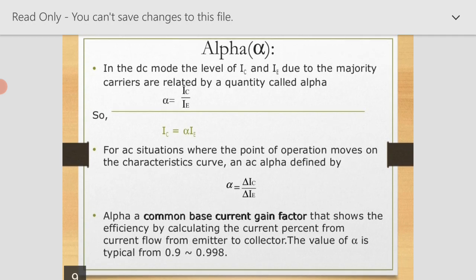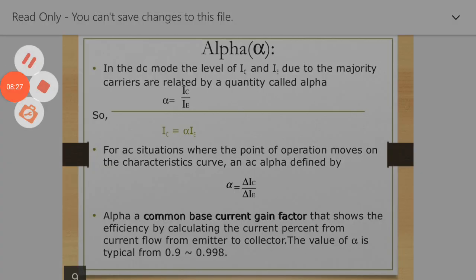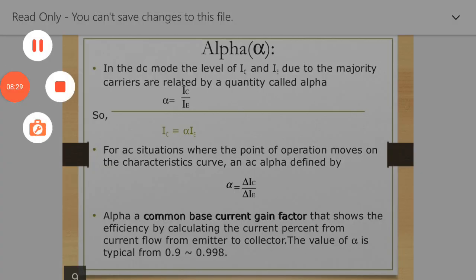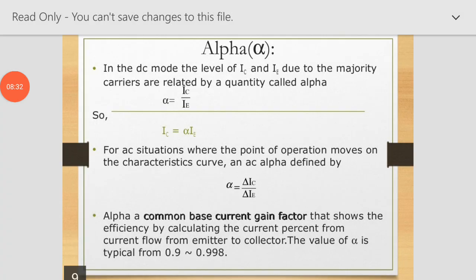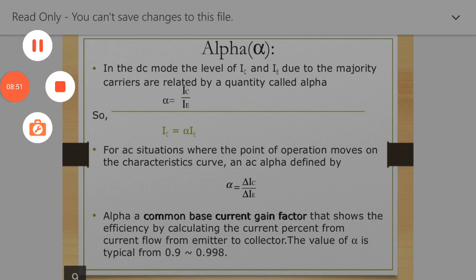How do we calculate alpha? It is denoted by alpha. In the DC mode, the levels of IC and IE due to the majority carriers are related by the quantity called alpha. Alpha is equal to IC upon IE, where IC is the collector current and IE is the emitter current. So alpha is equal to delta IC upon delta IE, the ratio of the change in collector current to the change in emitter current. Alpha is the common base current gain factor that shows the efficiency by calculating the percentage of current flowing from emitter to collector. The value of alpha is typically from 0.9 to 0.998.